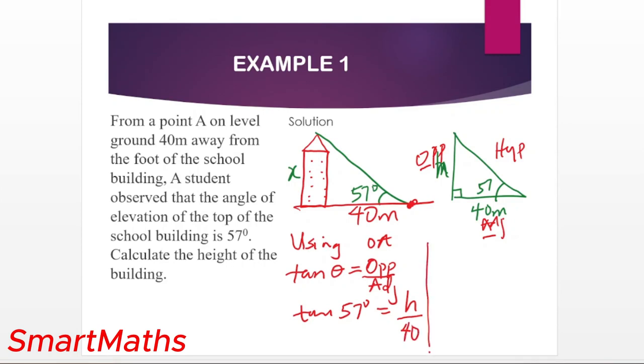So we can divide this, right? All right. So what we're going to have next is tan. So we can cross multiply. That's going to be height equals 40 multiplied by tan 57 degrees. So we now find tan 57 degrees, that's 1.5399.